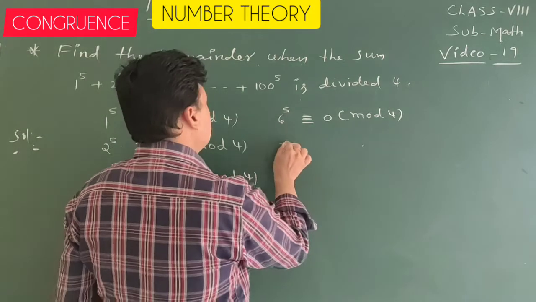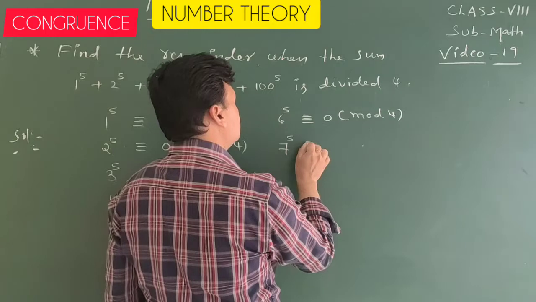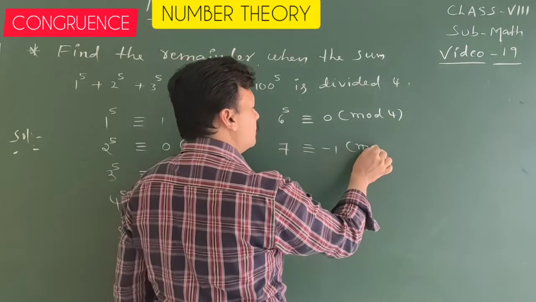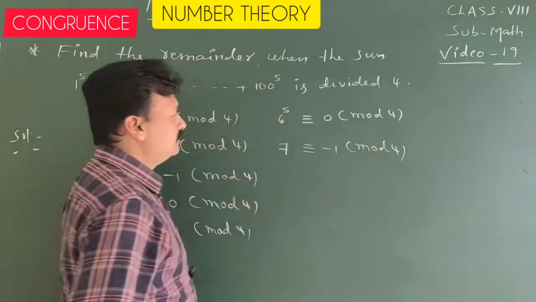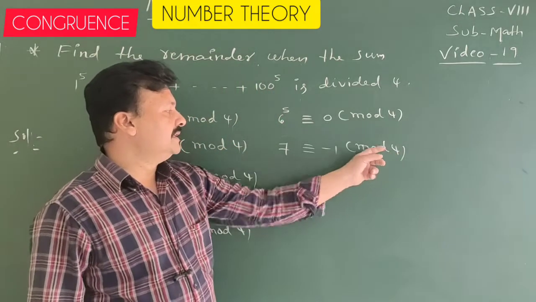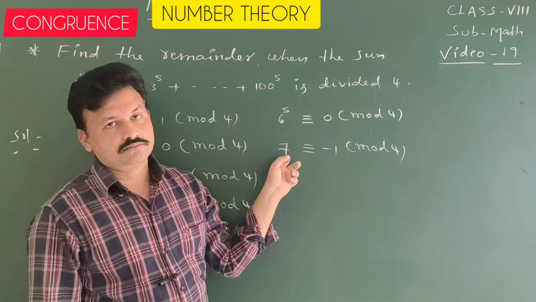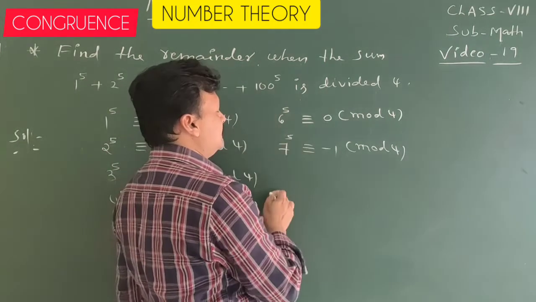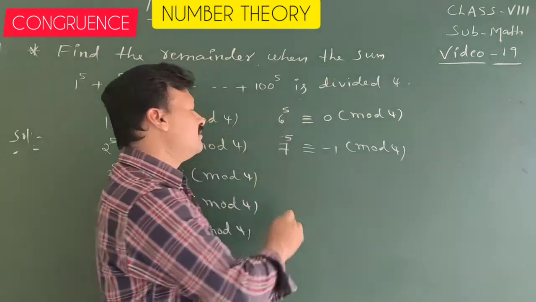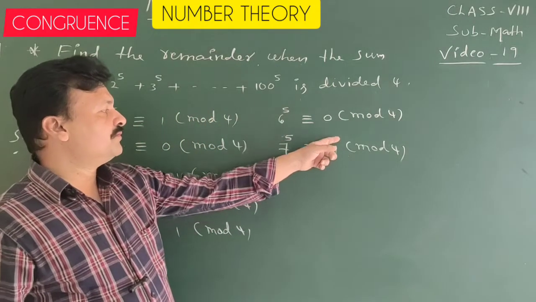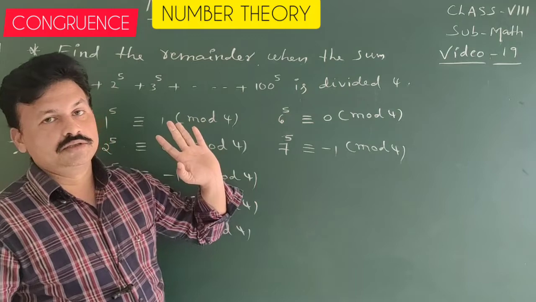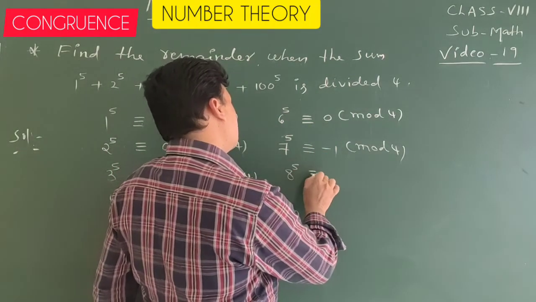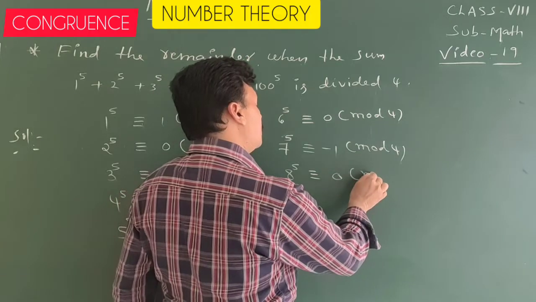So next is 7 power 5. Actually 7 is congruent to minus 1 mod 4, since 4 divides 7 minus (minus 1), that is 8. So raising power on both sides, minus 1 power 5 is minus 1 only. That's right. And 8 power 5 is congruent to 0 mod 4.